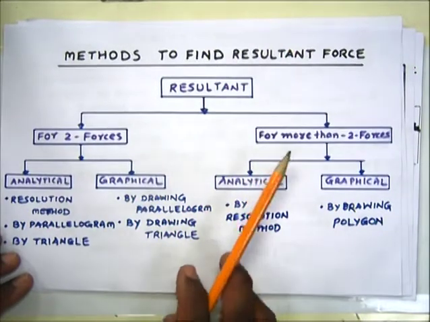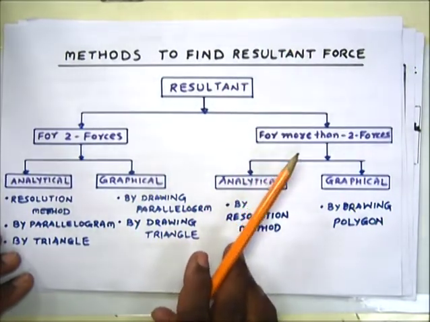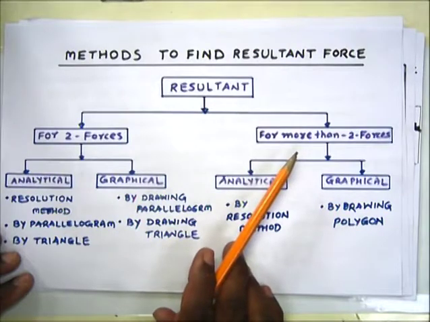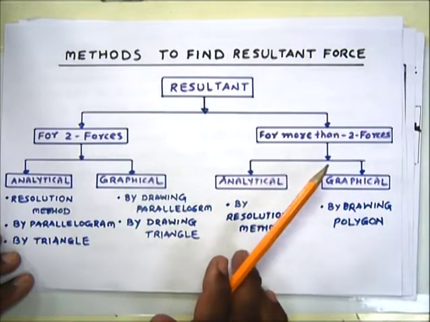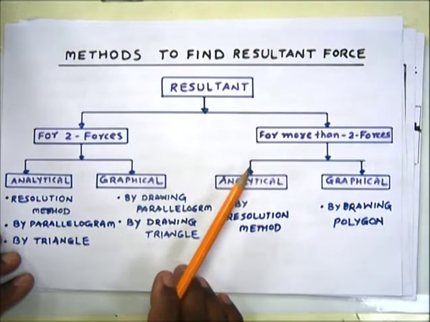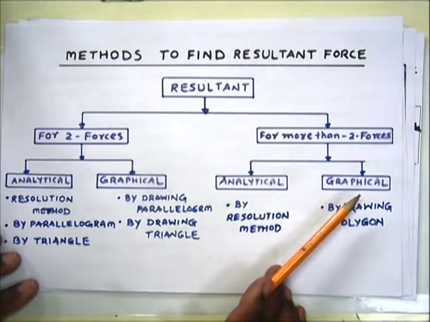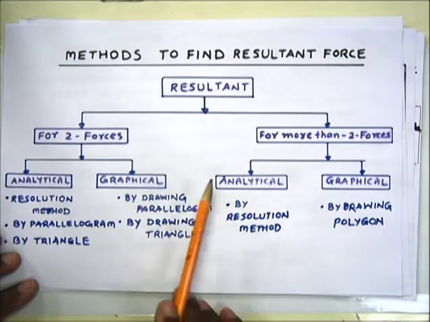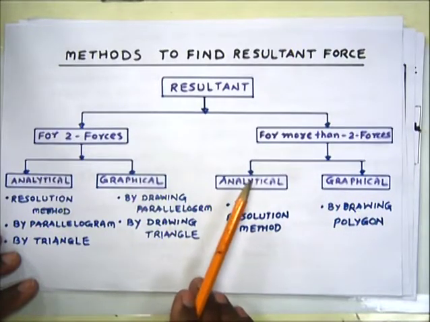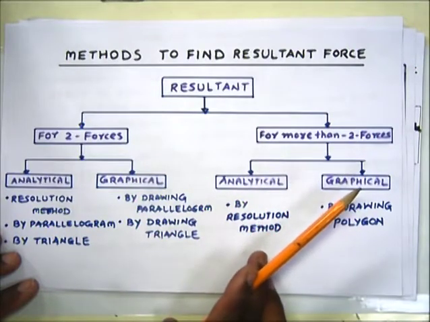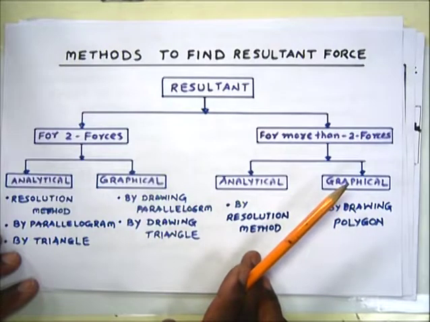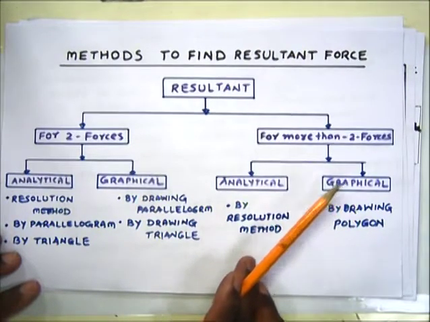While here, say, in the category of more than two forces, two concurrent forces, and you are asked to find out resultant, again we can say we can solve it by analytical means and by graphical means. Analytical means involves some formulas or equations, while graphical means involves drawing certain figures, that is drawing points, lines, or any geometrical shapes, and we will get the resultant force.